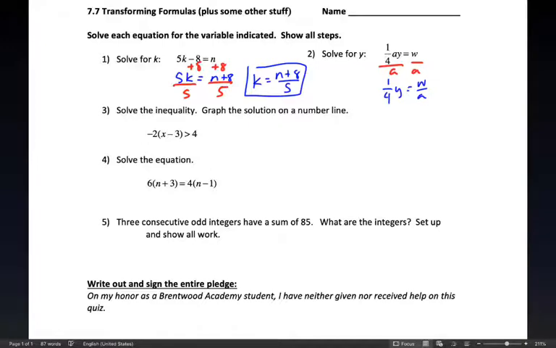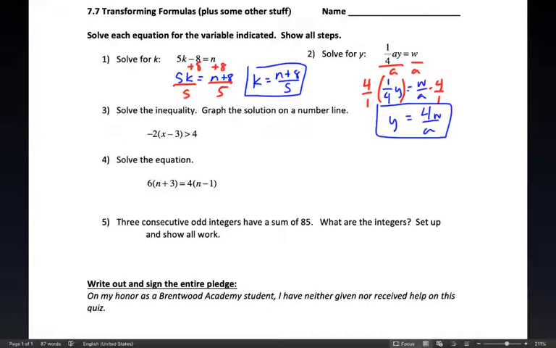Now, what is the opposite of multiplying by a fourth? Well, it's dividing by a fourth, but we don't divide by fractions. We multiply by reciprocals. So when I do that to both sides, now I have this fraction, w over a times 4 over 1, which simplifies. W times 4 is 4w over 1 times a is a. So 4w over a is how that one should have looked.